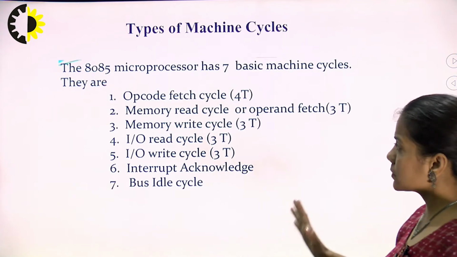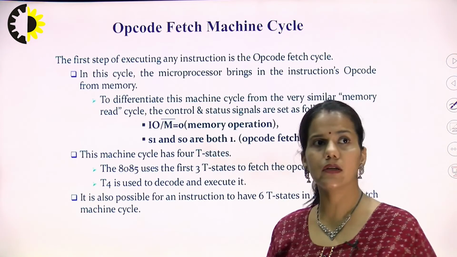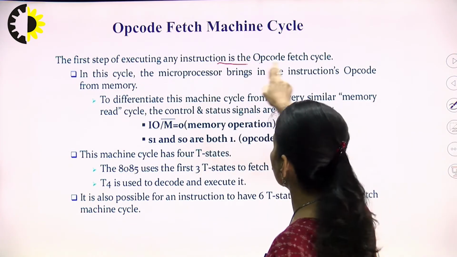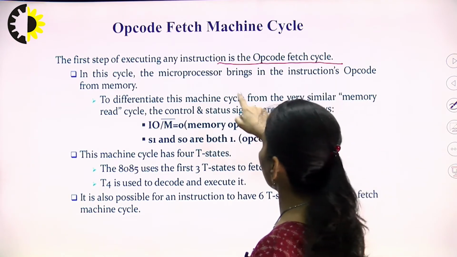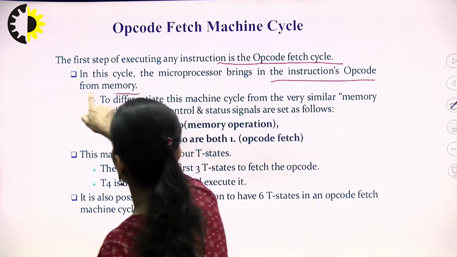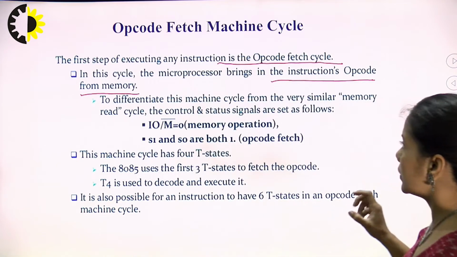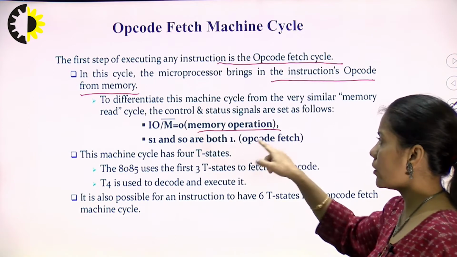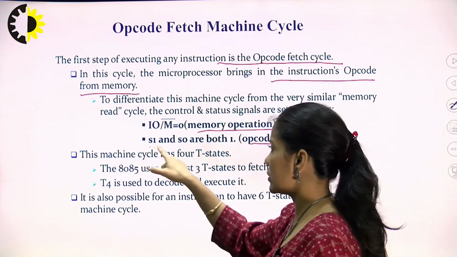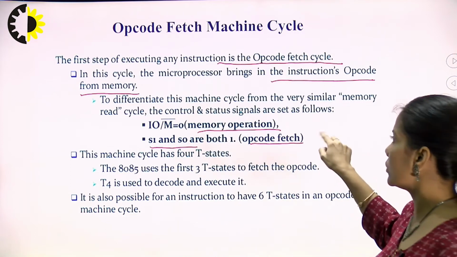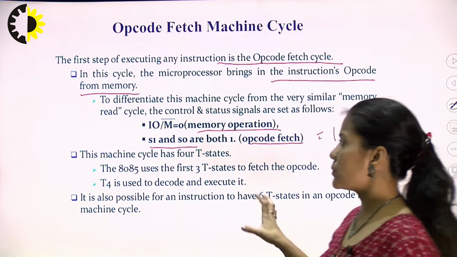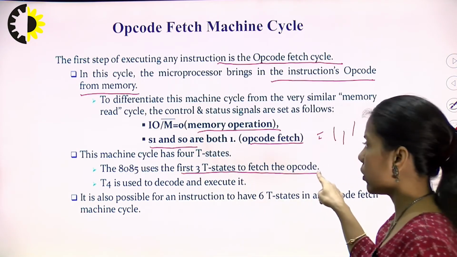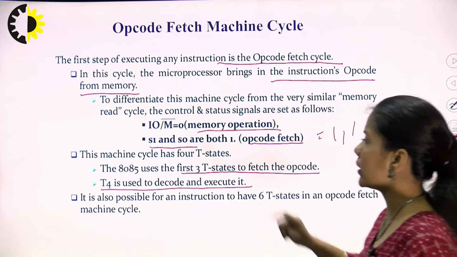So, these are the very basic machine cycles as I have already discussed. Now, we will discuss them one by one. Opcode fetch machine cycle: the first step of executing any instruction is the opcode fetch cycle. In this cycle, the microprocessor brings in the instruction's opcode from the memory. So, here the memory operation is taking place and it is obviously a read operation. The opcode fetch machine cycle is represented by the status signals S1 and S0 equal to 1 and 1. This machine cycle has 4 T states and uses the first 3 T states to fetch the opcode, and the 4th state is used to decode and execute it.